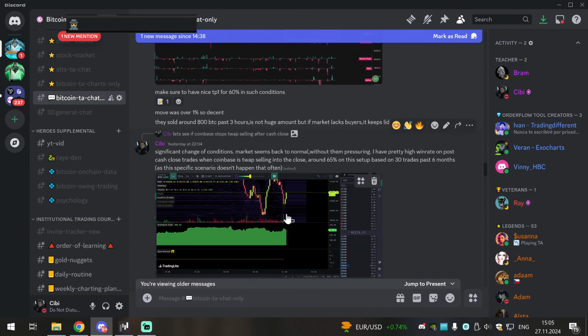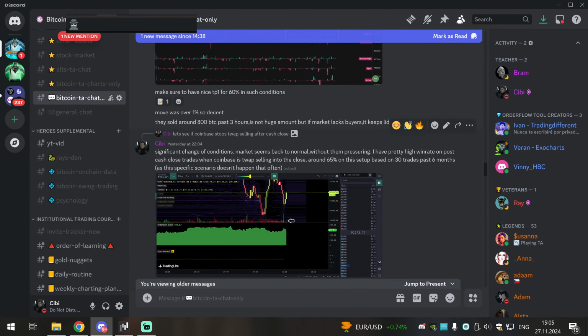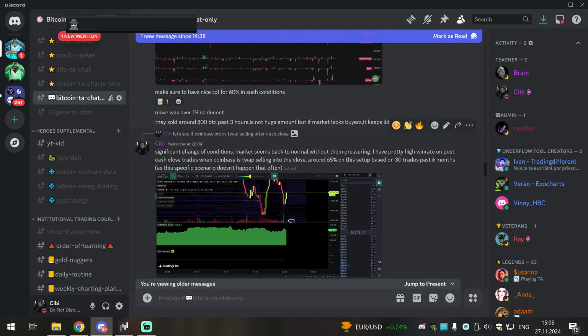And that's what happened. Since that moment, we started to put in higher highs, higher lows, a change of market structure. So look at that, a significant change of market conditions. Market seems back to normal without them pressuring. I have a pretty high win rate on post-cash close trades when Coinbase is still selling into the close, around 65% on this setup, based on 30 trades over the past 6 months, as this specific scenario doesn't happen that often.